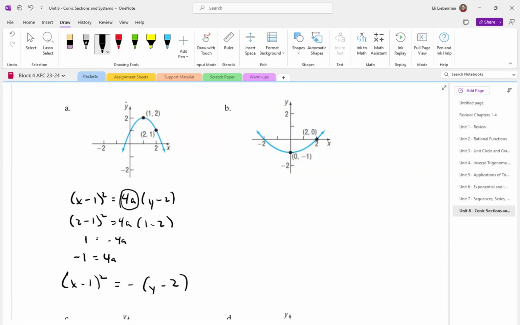Do we know the length of the latus rectum? Can you show me the length of the latus rectum? We do know it. The length of the latus rectum here is... I want to see a few people hold it up. It's not 4. I see a few people. It's 1. Because 4a is negative 1, we take the absolute value of 4a. Remember, that's the length of the latus rectum. 1.